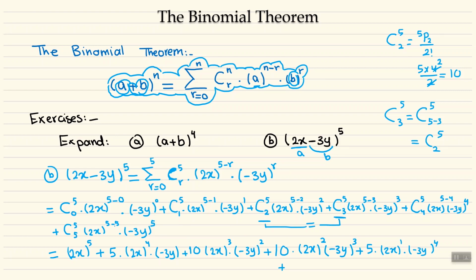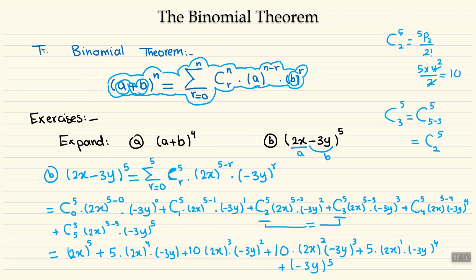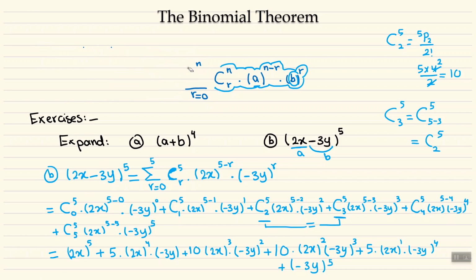We don't write it. 5 minus 5 is 0, 2x to the power of 0 is 1, so we eventually write negative 3y to the power of 5. Okay, this answer is still not the final answer. We still need to simplify it. So let's see, how do we simplify it? I'm going to erase the top part here. We will write it again later, and we will continue the question here on the top of the page.